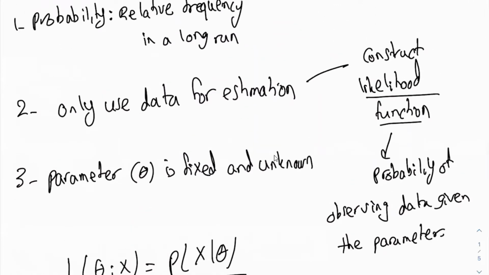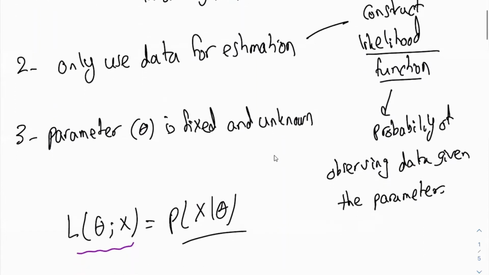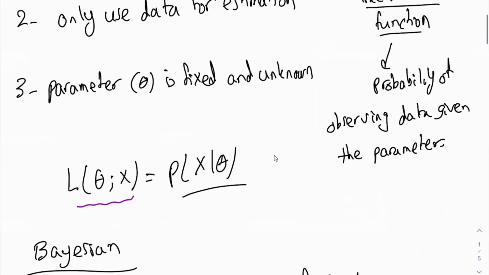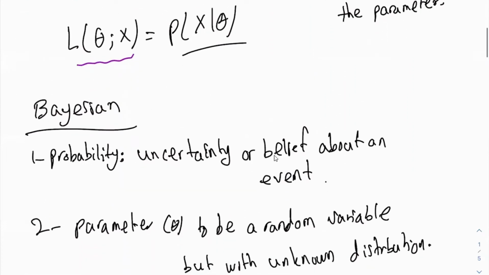Another subtle difference between frequentist and Bayesian is that frequentists only use the data to construct the likelihood. They don't use any prior knowledge they have about the problem. They only use the data and they assume the parameter is fixed and unknown. They construct a likelihood function, and we talk about that in detail in a minute.